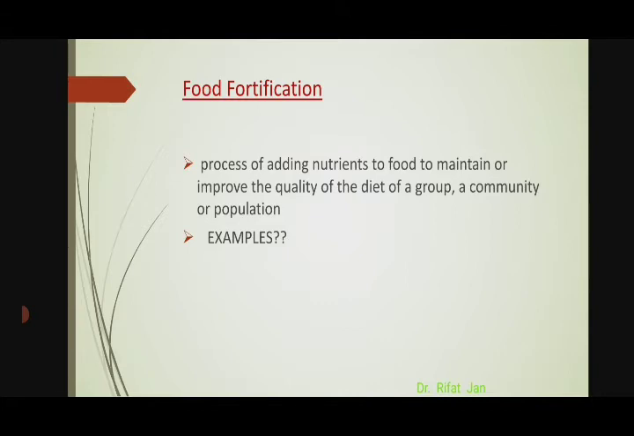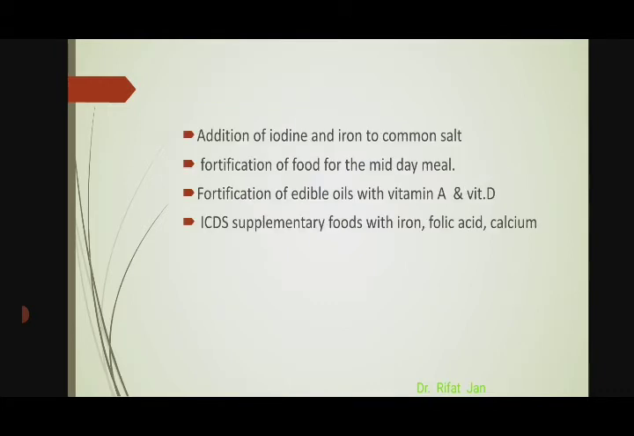So any examples we can think of? Examples are addition of iodine and iron to common salt, and this is called double fortification, wherein both of the components are added to the salt. Why is iodine added? Iodine is added to prevent and control endemic goiter, and iodine is added in the form of potassium or sodium iodide. Then iron is added to prevent iron deficiency anemia. This can be done as twin fortification, or iodine and iron can be added separately as well.